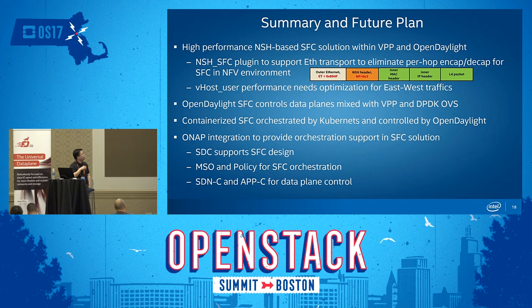Also, as I mentioned, vHost user performance is not good enough to support massive east-west traffic. It needs to be more scalable. Say if I can allocate more huge pages or more cores to steer traffic between the host switch, like OVS or VPP, and the container or VM, then vHost user performance will be a bottleneck and needs to be enhanced. Also, OpenDaylight SFC controls a data plane mixed with VPP and DPDK OVS. DPDK OVS at this point does not support NSH, and we are working with the community to ensure NSH will be supported there. Our current goal is to enable NSH support in the OVS 2.8 release in the July-August timeframe.